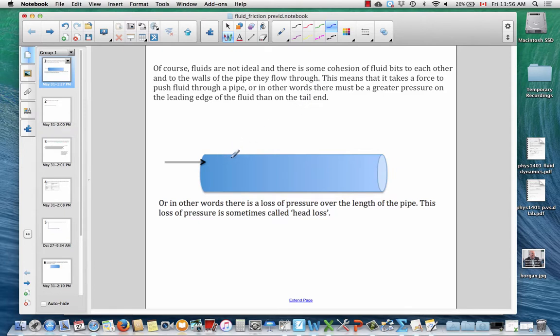Well, the fluid as it flows through a pipe will tend to stick to the walls. That means that there needs to be a net force to move it through. That means that the pressure on this side must actually be a little bit bigger than the pressure on this side. Or in other words, that there's a loss of pressure over the length of the pipe. This change in pressure, this loss in pressure, is sometimes called head loss.